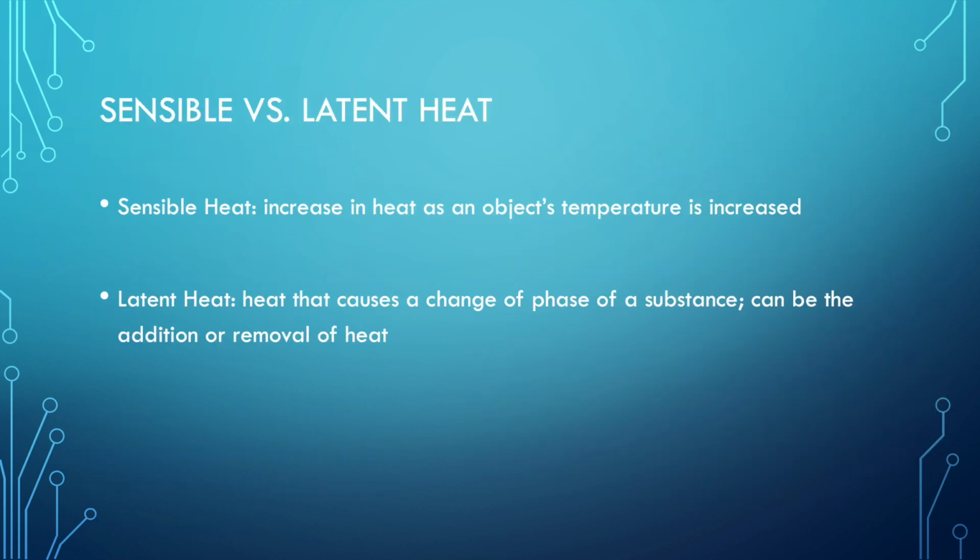Now, before I move further into the analysis, I want to explain sensible versus latent heat. Sensible heat is the increase in heat as an object's temperature is increased. So it's more of a dependent variable. As the temperature of something is increased, what's the resultant change in heat?